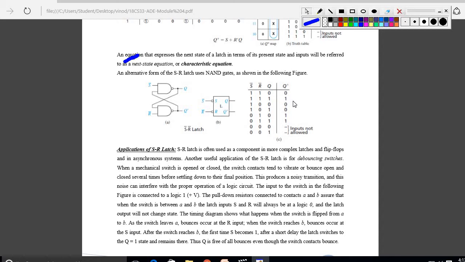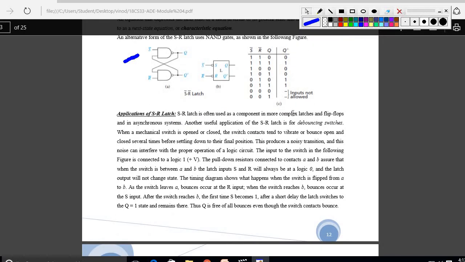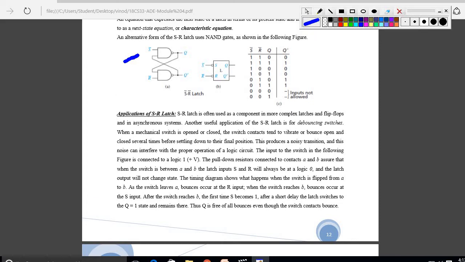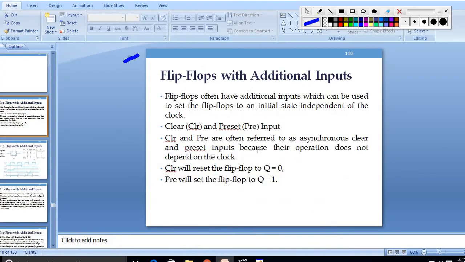So for that reason I need to say these are the memory devices, both flip-flops and latches. But the difference between latches and flip-flops is that a flip-flop is also a memory device, but it operates on the clock pulse, whereas latches do not operate on the clock pulse. That is the only difference between a latch and a flip-flop. And the application of the SR latch is the debouncing concept, which I will explain with this particular slide.